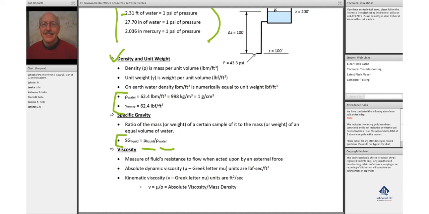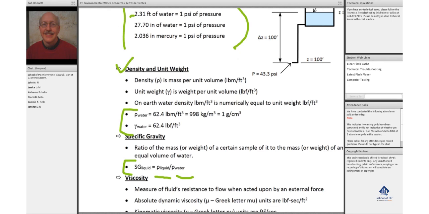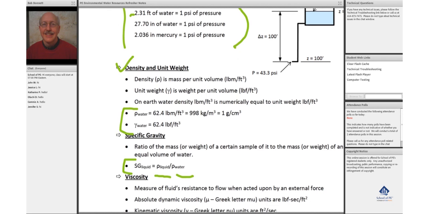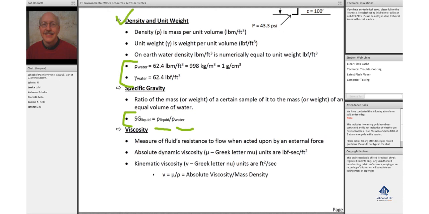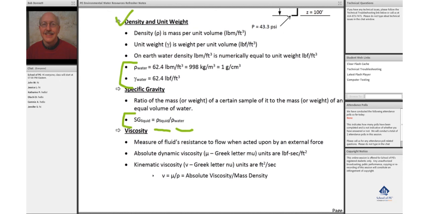Viscosity is a measure of a fluid's resistance to flow when acted upon by an external force. There are 2 viscosity terms. One is referred to as the absolute dynamic viscosity, which we're going to see in the next table. So we turn the page. And the other is going to be what's called the kinematic viscosity.